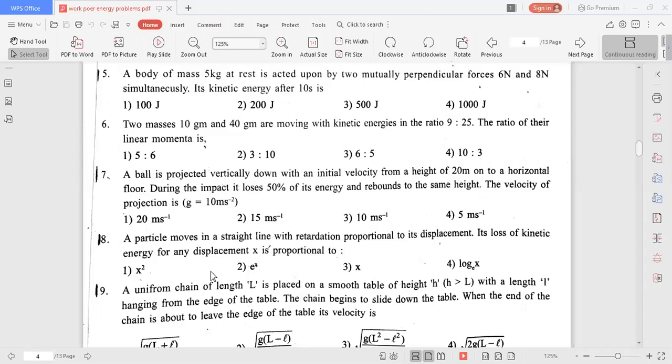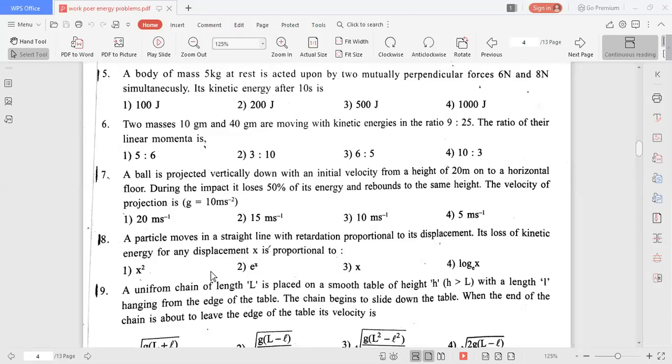One body is projected downwards with a velocity u. A ball is projected vertically down with some initial velocity from a height of 20 meter. So h1 is equal to 20 meter. During the impact, that means whenever it makes collision with the ground, it loses 50% of energy and rebounds to the same height. H2 is equal to 20 meter. Then what about the velocity of projection they asked?